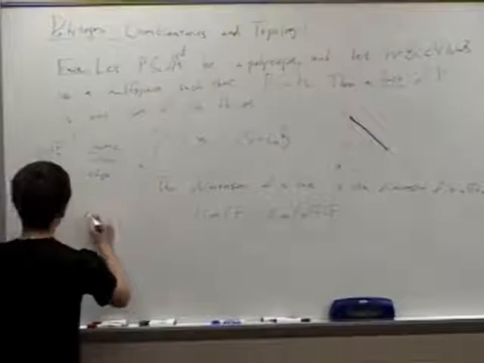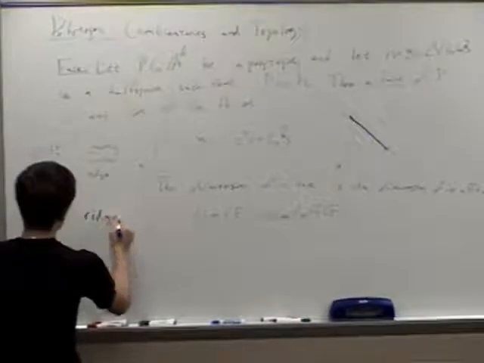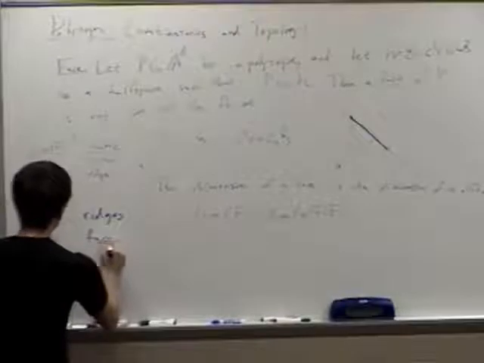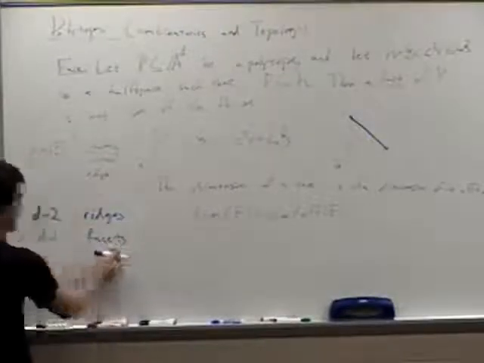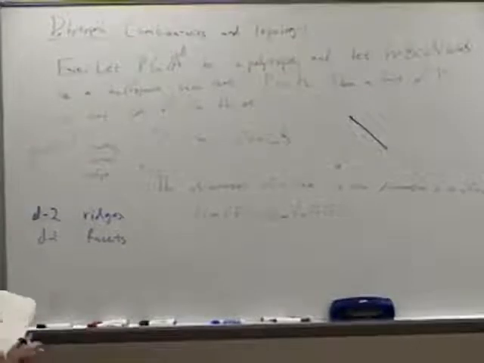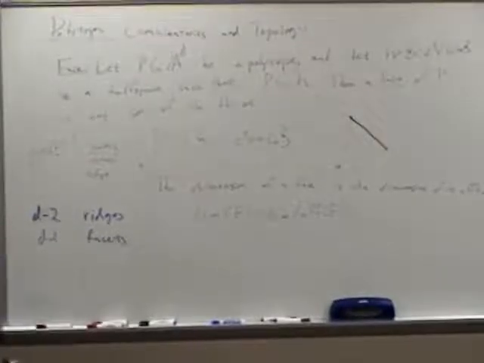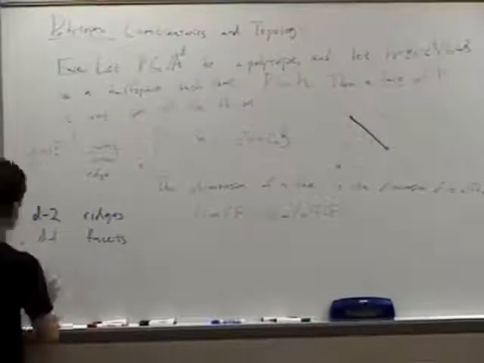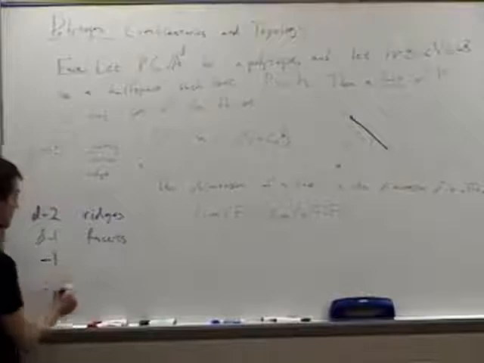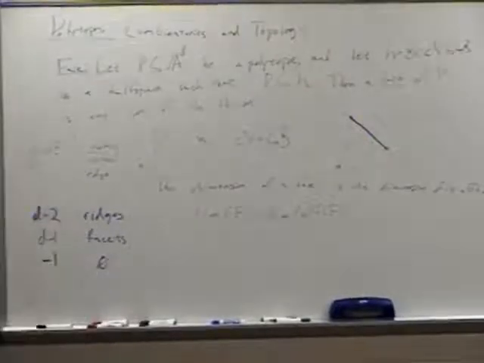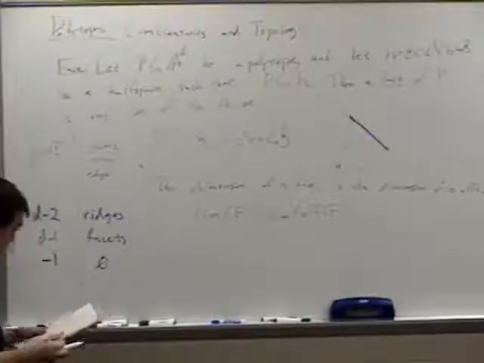So d minus 2 faces are called ridges, and d minus 1, we already know these are called facets. Right? Note that it's a facet, not a face. This is just a bit of notation there. By convention, we're going to define the empty face, which is just the null set, to be dimension -1. So the dimension -1 face is just an empty set. There's only one of those, and it's unique. And that's the basic idea.